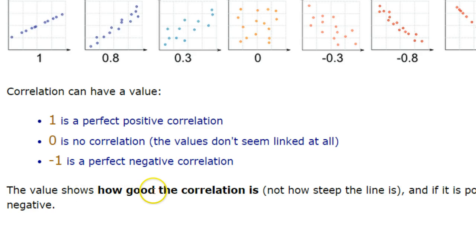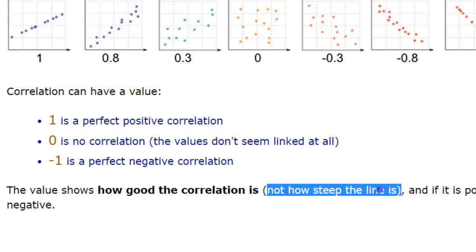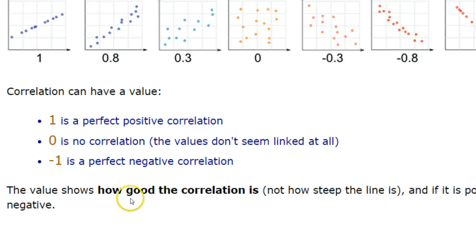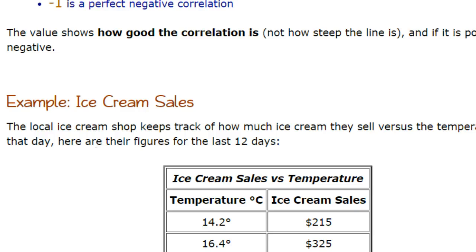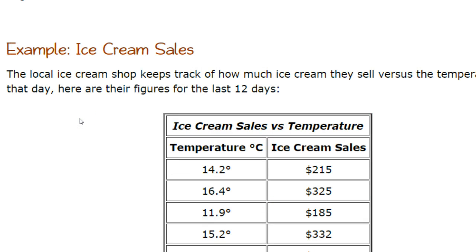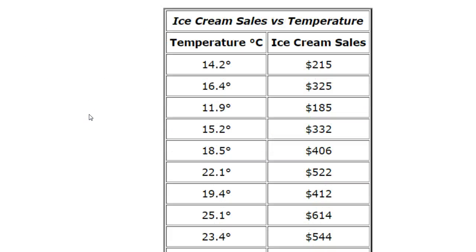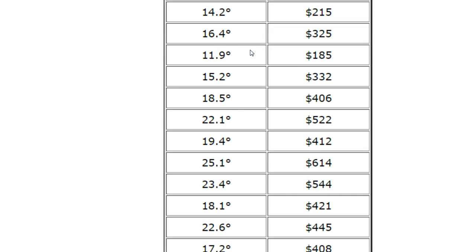Okay, the value shows how good the correlation is, not how steep the line is. So that's important to remember. And if it is positive or negative. So for example, ice cream sales. The local ice cream truck keeps track of how much ice cream they sell versus the temperature on that day. Here are the figures for the last 12 days. And remember, this is in Celsius. So you're going to have to do some conversions for Fahrenheit if you'd like.